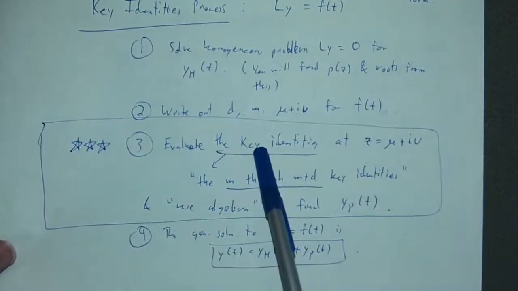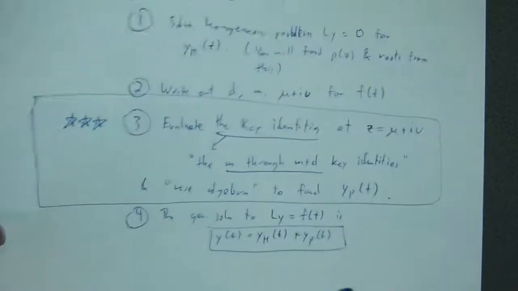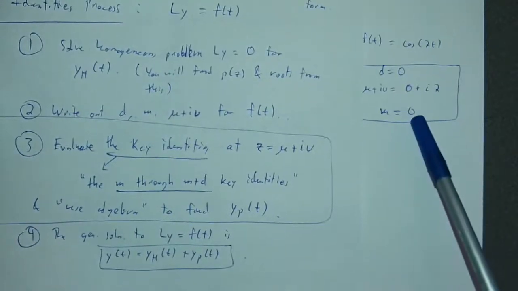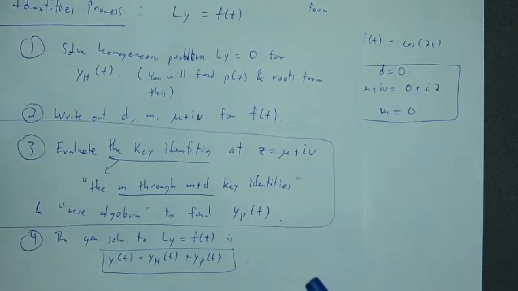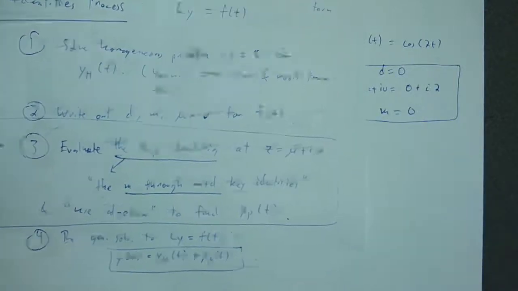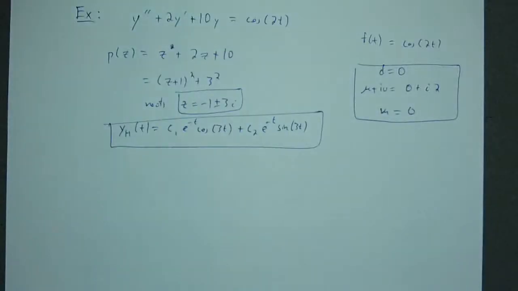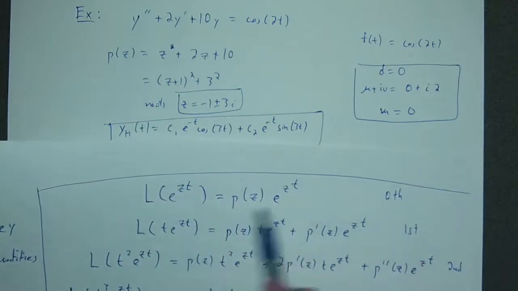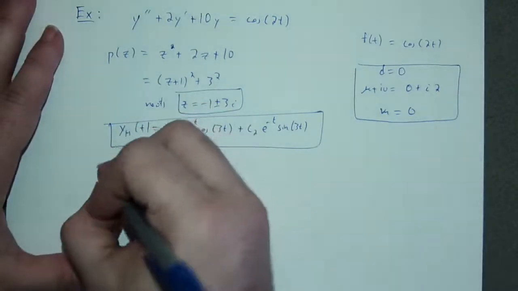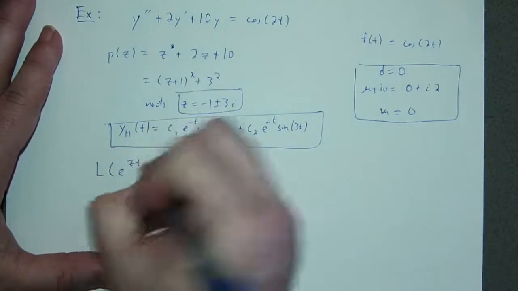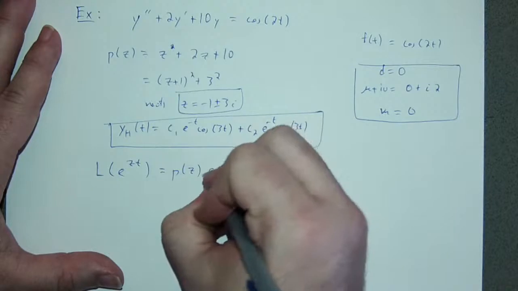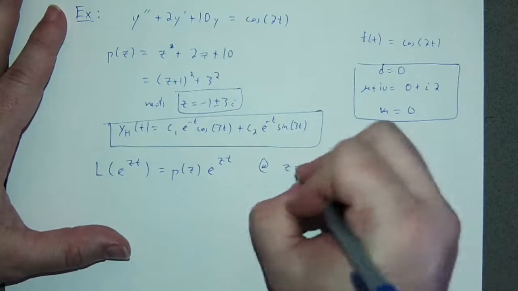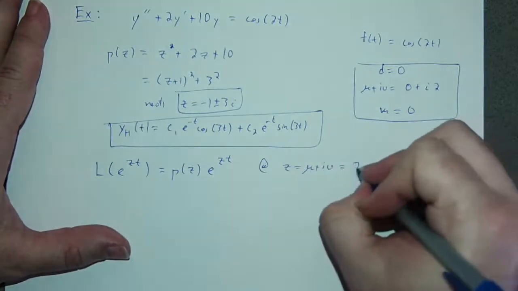There we go. So, just to beat you over the head with it, the key identities process. I now want to evaluate the key identities at this characteristic that I found, which is just 2i. And evaluating key identities, I'm going from the 0th key identity, that's the m, to the m plus dth key identity, which is 0 plus 0 key identity. And I'm using algebra after that. So I really, according to this, should only need the original, the 0th order key identity itself. So just to write out my key identity, L of e to the zt is equal to p of z e to the zt. And I'm evaluating that at z, which is the characteristic here, which is 2i.